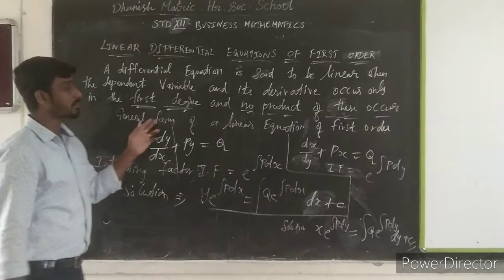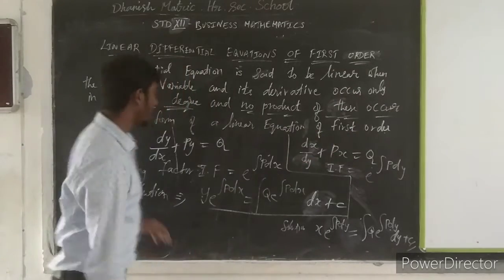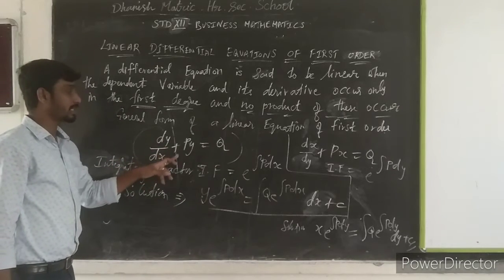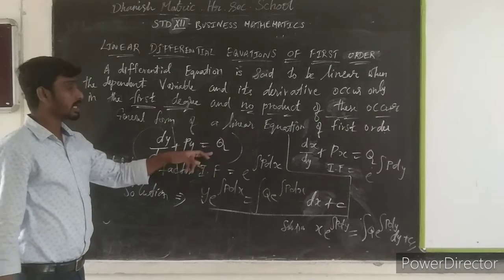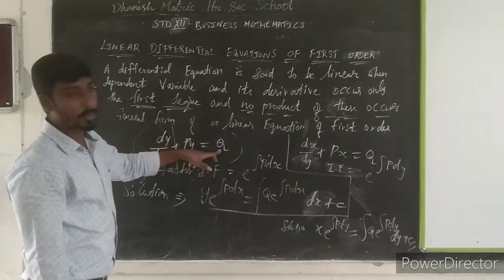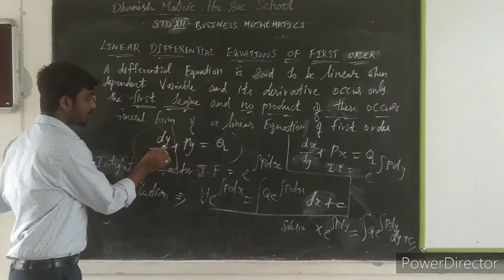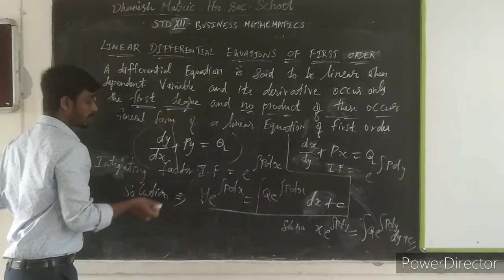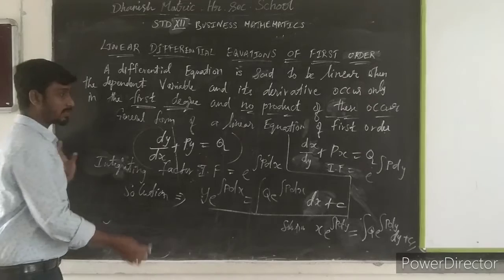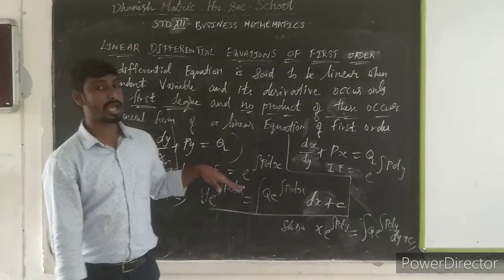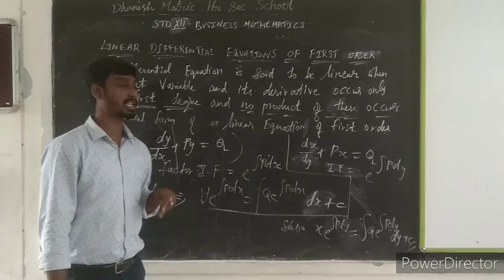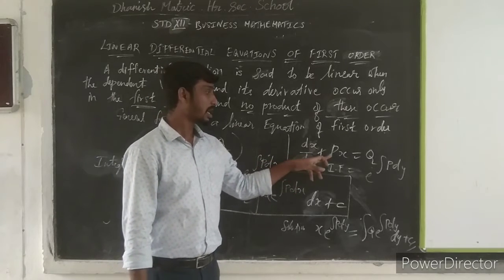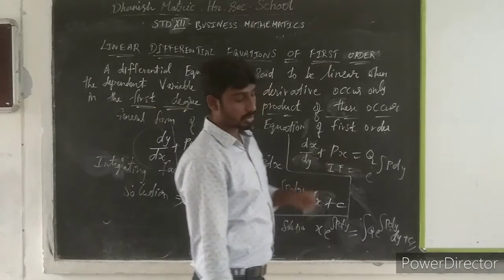So listen here, the general form of a linear equation of first order looks like this: dy divided by dx plus py equal to q. There is no product that occurs here. This is the general form of the linear equation. If it comes as differentiation with respect to y, it will be dx divided by dy plus p of x equal to q.